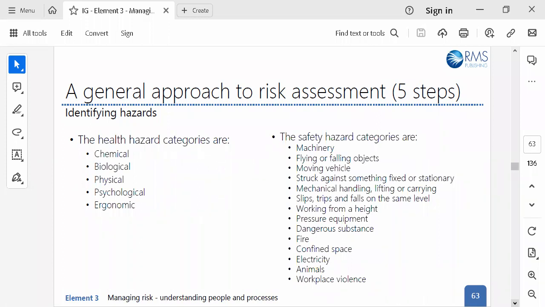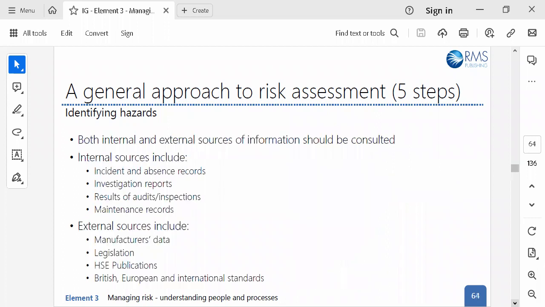Identifying the hazards, the health hazard categories are chemical, biological, physical, psychological, and ergonomics. The safety hazard categories are machinery hazards, flying or falling objects, moving vehicles, being struck against something fixed or stationary, manual handling, lifting or carrying things, slips, trips, and falls on the same level, working from height, pressure equipment, dangerous substances, fire, confined space, electricity, animals, and workplace violence. These are safety hazards.